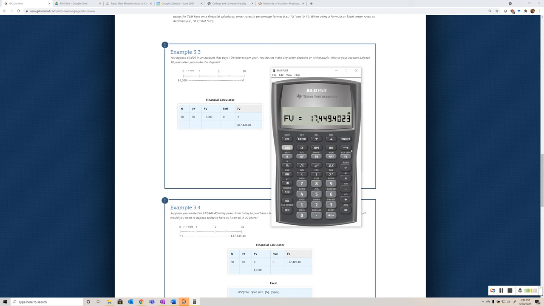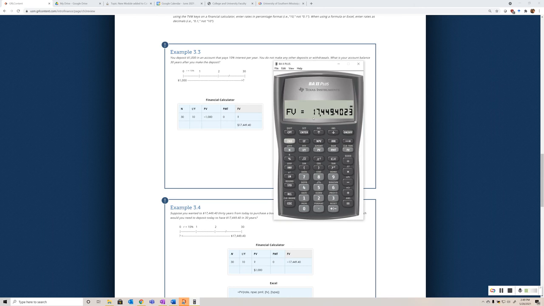And now when I hit Compute FV, the calculator used that present value, future value formula that we had before. It plugged it in and calculated the future value of $1,000 at 10% interest over 30 years is that same $17,449.40 that we found before. And we'll see this little asterisk here now to say that that is a calculated value as opposed to just a stored value.